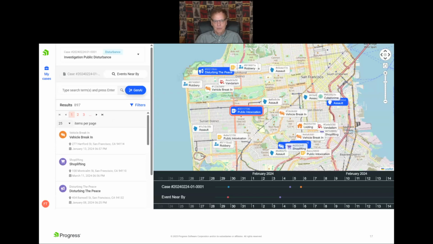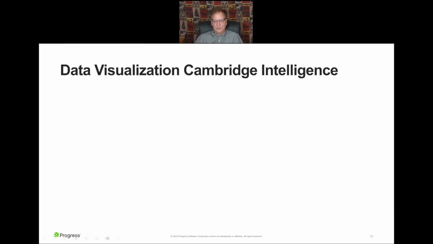And so here's an example of the Progress Data Platform using Cambridge's tools to allow for the visualization of the data. So this is the kind of analysis. Now, this is not financial crime per se, this is crime, but it's pulling it all together, making it real, giving you things you can click on, you can facet, you can dig into the information and make it all work. And so at this point, I'd like to turn it over to Paige to talk about data visualization.